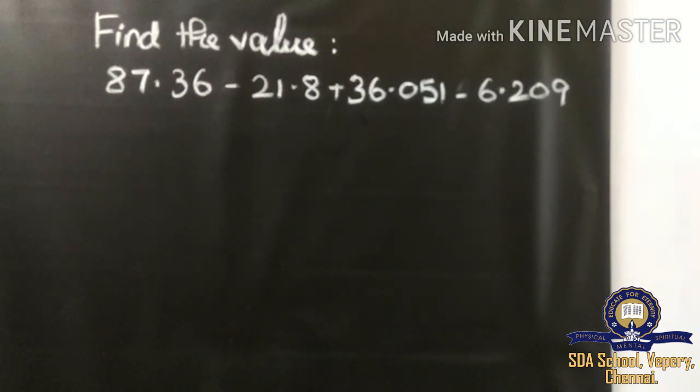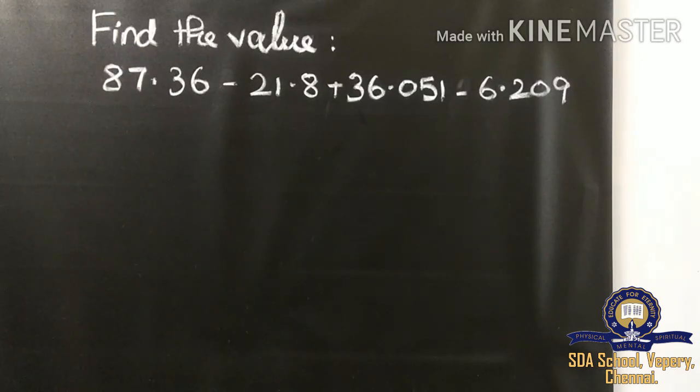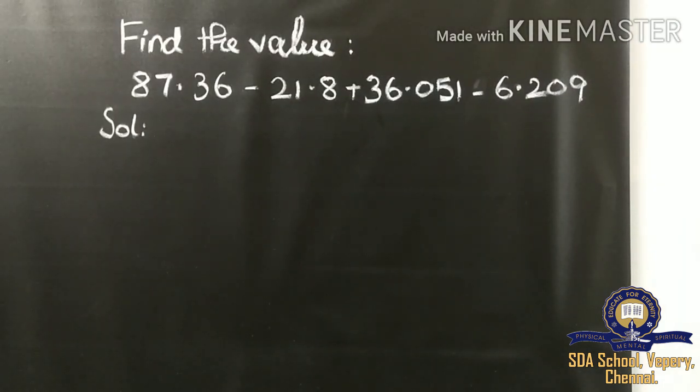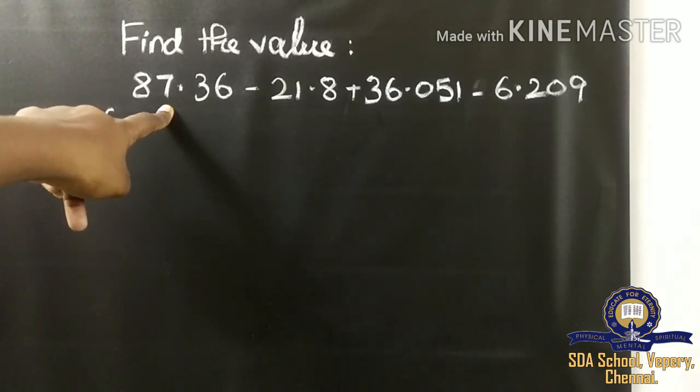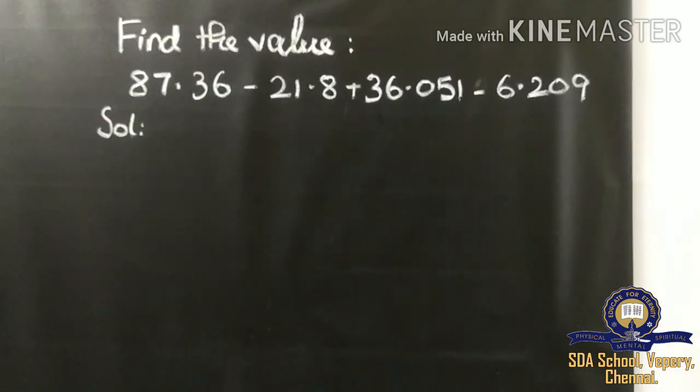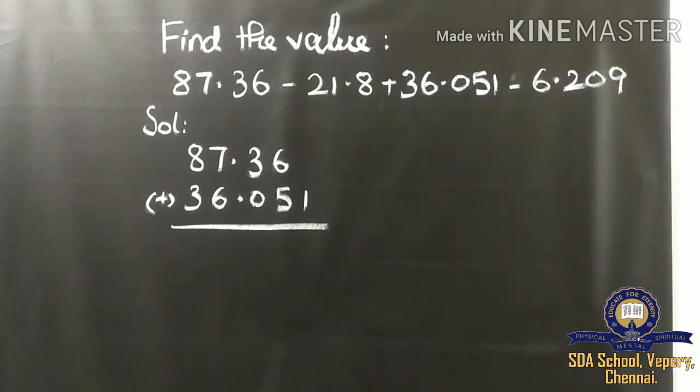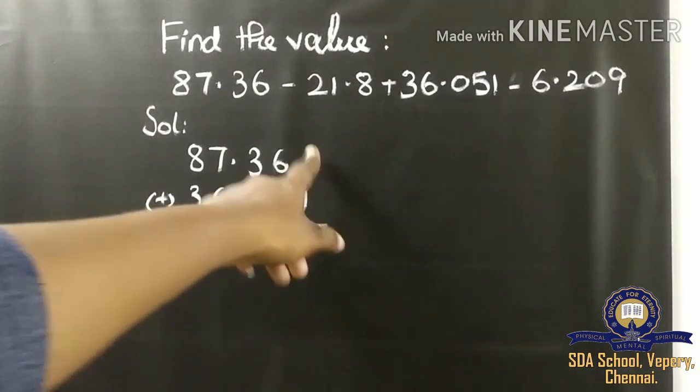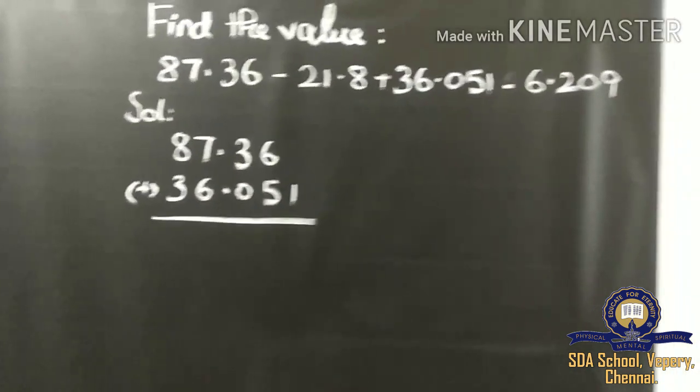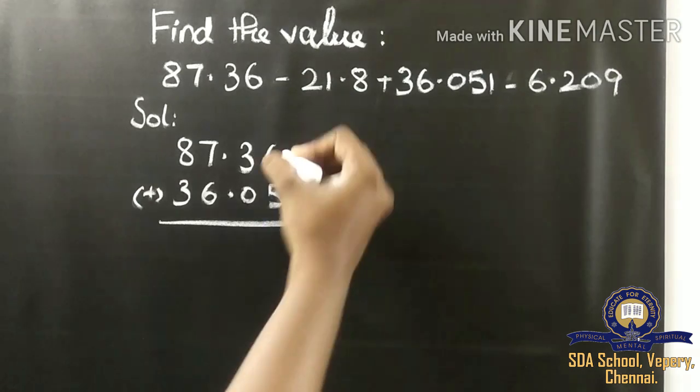In the previous examples, we only added or only subtracted. Here we are going to find the value by using 2 different fundamental operations. Okay. Here the values are in addition and subtraction. So first we are going to add and then we are going to subtract. Which numbers are in the addition form? 87.36, 36.051. Here we are going to add 87.36. Here there is no value, right? So we are going to put the value as 0.